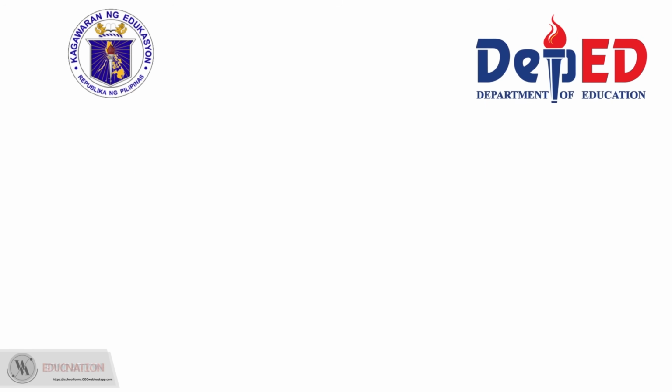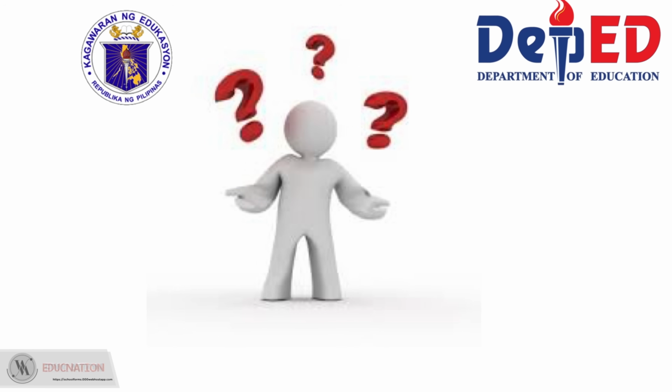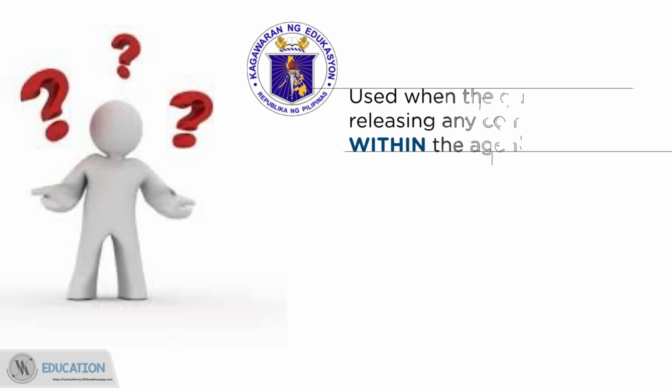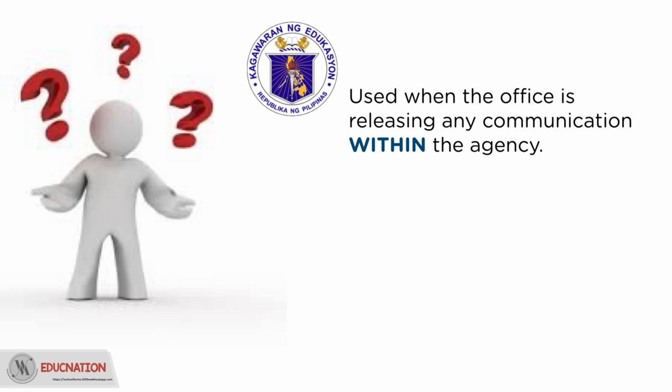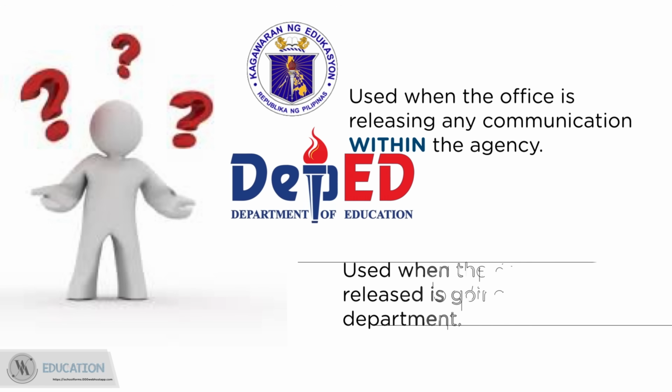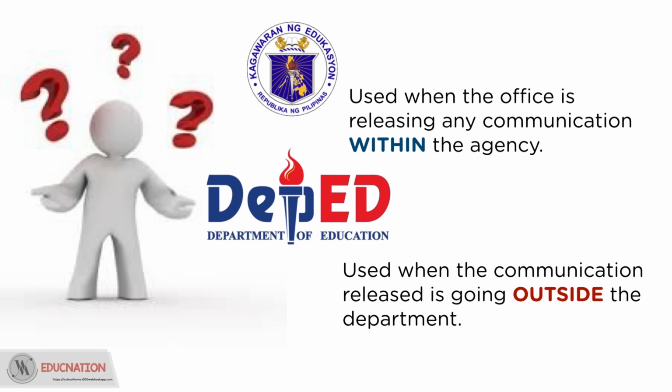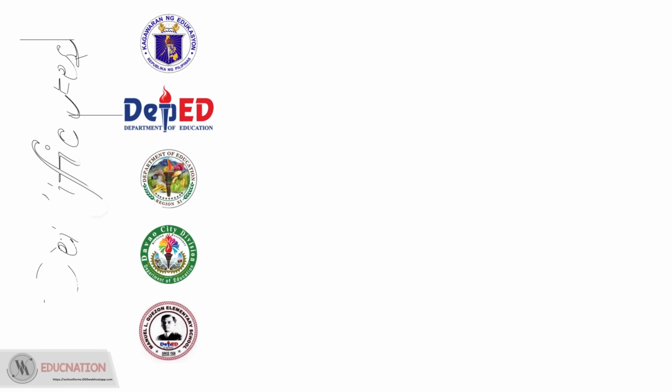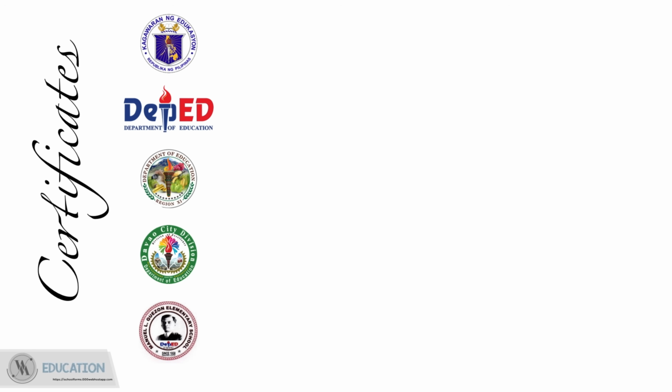Where do we use the DepEd seal and where do we use the DepEd logo? The DepEd seal is usually used when the office is releasing any communication within the agency. It is the same reason why the DepEd order uses the DepEd seal at the uppermost part of the page, while the DepEd logo is usually used when the communication release is going outside the department. The same practice is used in making certificates and other documents. The higher office logo must always be on the leftmost part of the page.